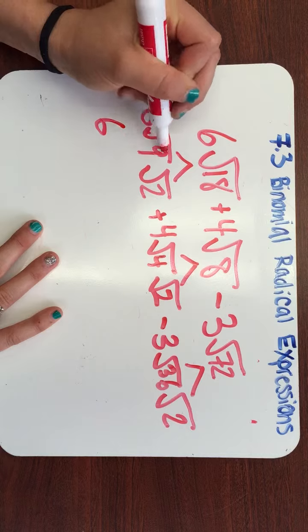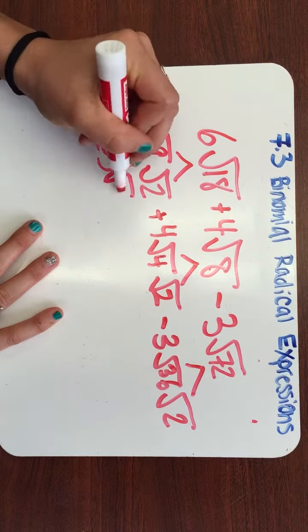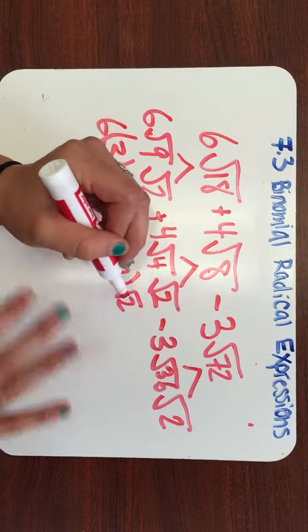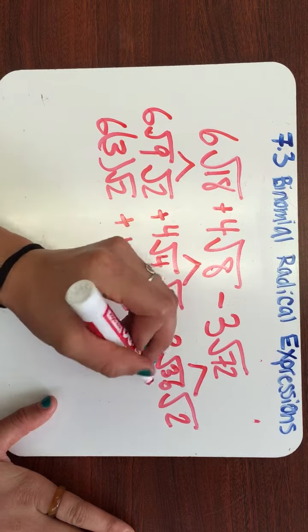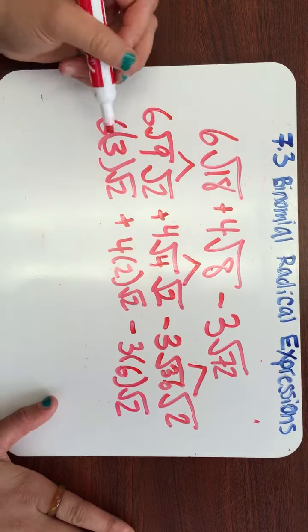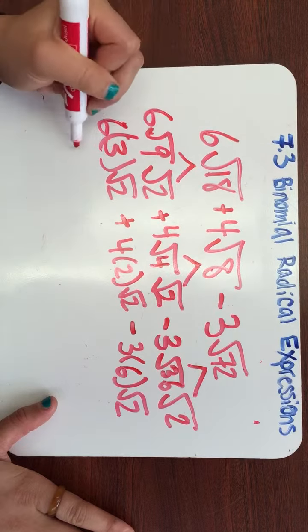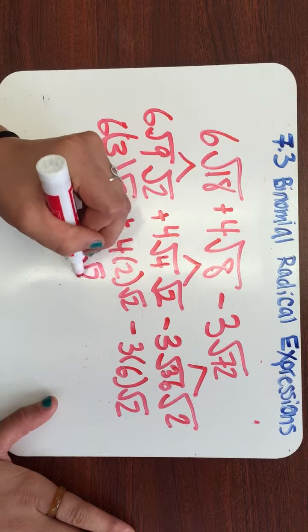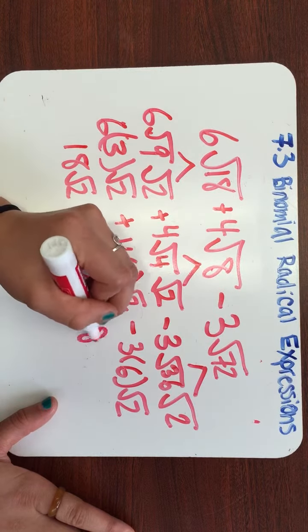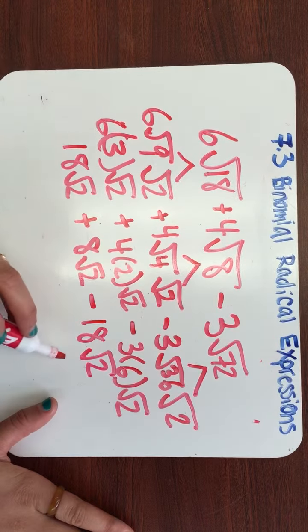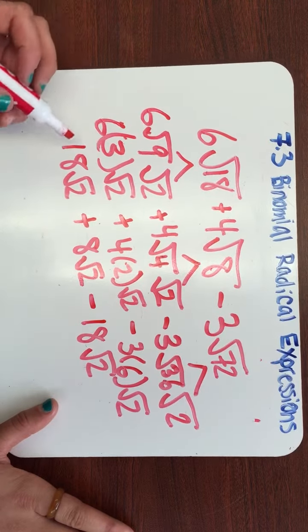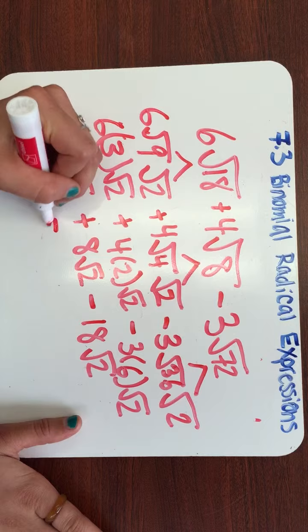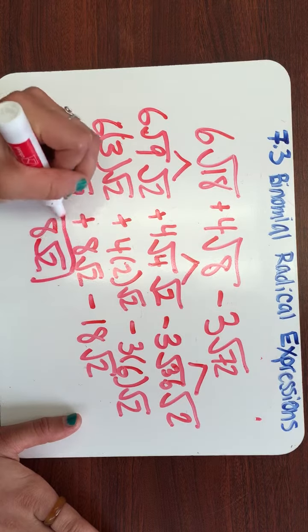We'll go square root of 9 is a 3. The square root of 4 is a 2. And then just bringing everything else down. And the square root of 36 is 6. So multiplying these out, 6 times 3 is an 18, square root of 2. 4 times 2 is an 8, square root of 2. And 3 times 6 is an 18, square root of 2. Simplifying these, just like the previous example, we get 18 square root of 2 minus 18 square root of 2 will cancel, and therefore we're left with an 8 square root of 2.